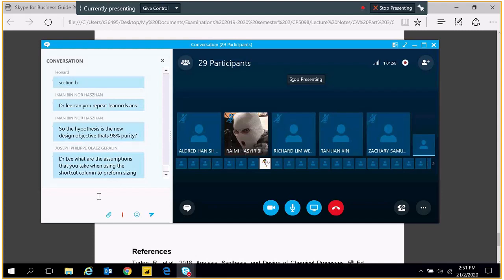Coming back to assumption. What do you think will be the assumption when using the shortcut column to perform sizing? My suggestion is to do an internet search. The correlation for the shortcut method was developed by Underwood. U-N-D-E-R-W-O-O-D, Underwood. You do a search on this, or go to the library, look for a book, and study his work more closely. You can find his assumptions.